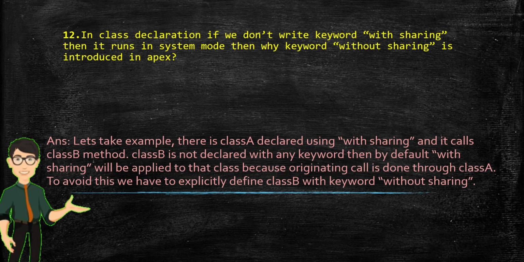There is a class A declared with sharing and it calls a method of class B. Class B is not declared with any keyword. Then by default with sharing will be applied to that class, because the originating call is done through class A. To avoid this, we have to explicitly define class B with the keyword without sharing. I hope you understand this question and answer. You have to answer these types of questions like this.